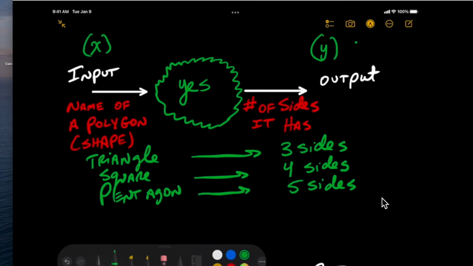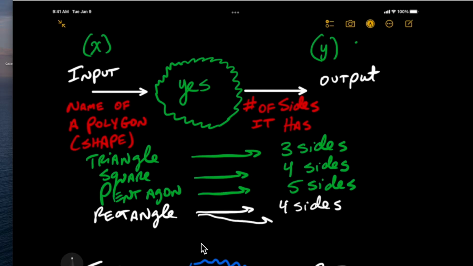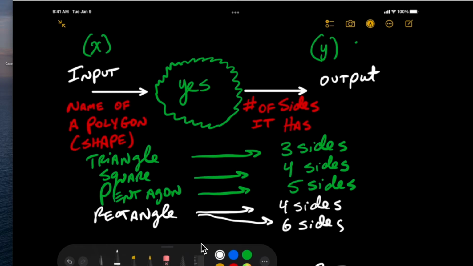But here's what's interesting. What if I gave you the input of a rectangle? Now, a rectangle has 4 sides. This, ladies and gentlemen, is still a valid function. It's okay for 2 separate inputs to have the same output and still be a function. What we can't have is one input with 2 outputs. You can't tell me with a straight face that a rectangle has 4 sides and it also has 6 sides. That would not fly.